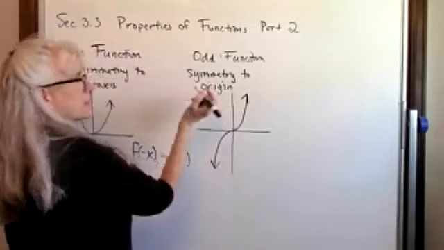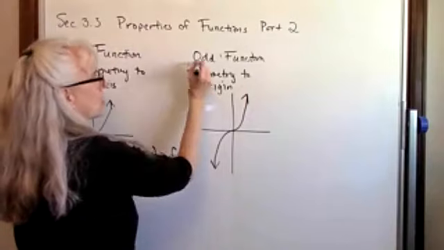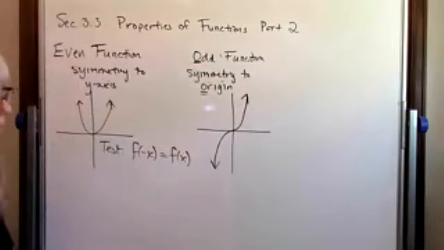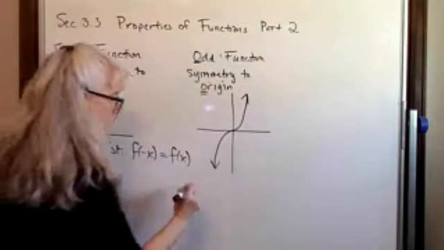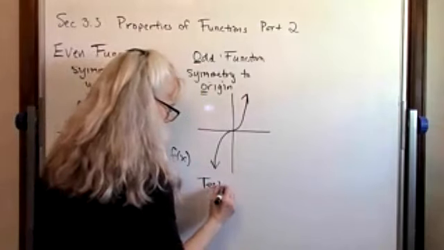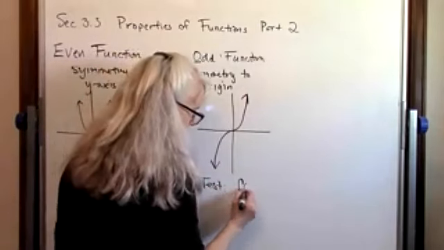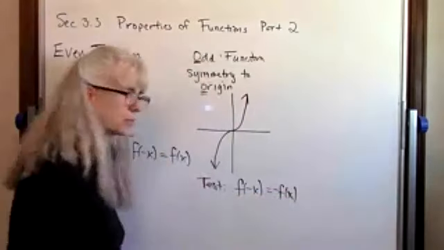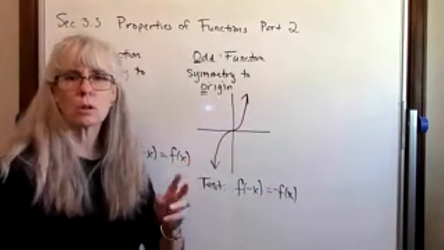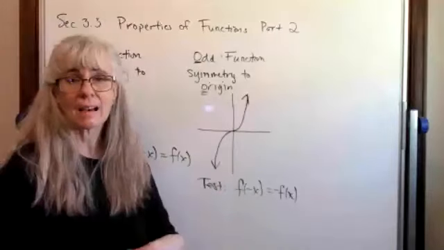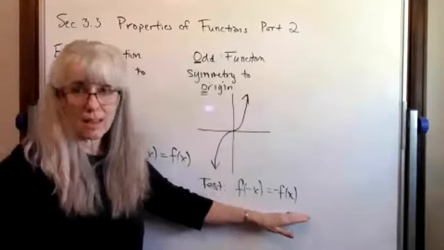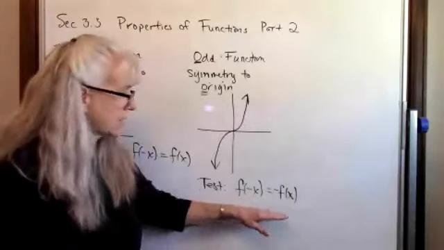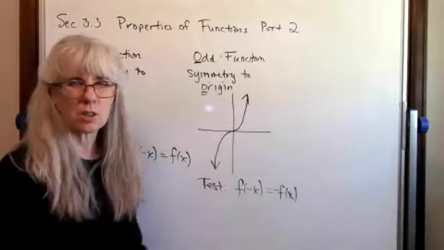How are you going to remember these two? Well, origin starts with O and odd starts with O, so that makes those guys work nicely. We do have a test. Our test says that if you plug in a negative x, you change the sign of the function. Before, when we tested for symmetry to the origin, we replaced both the y and the x, and this is the end result of that. If we plug in a negative x this time, we're going to change the sign of the entire function.